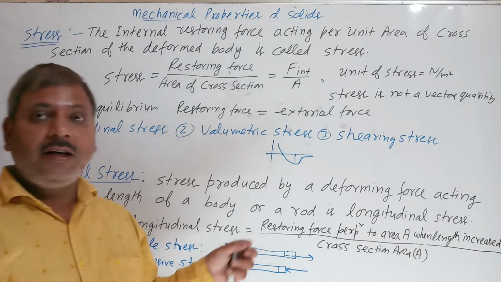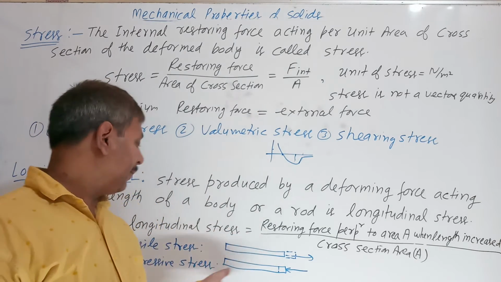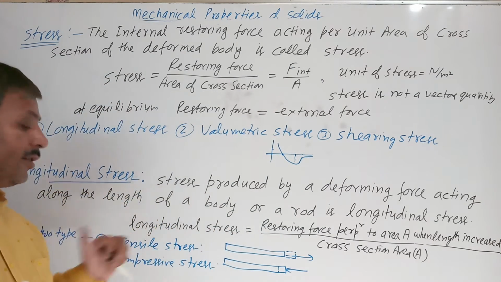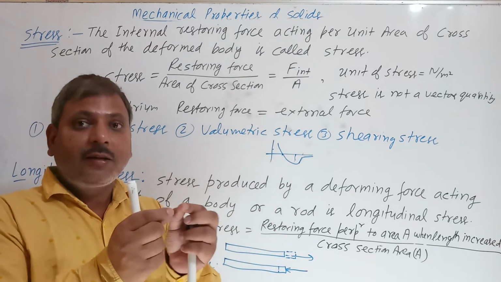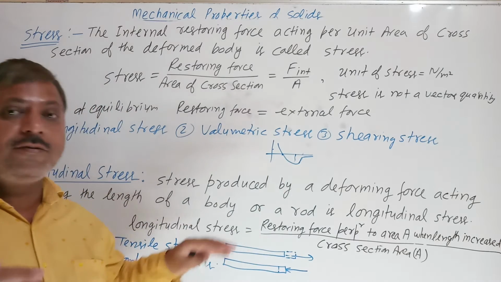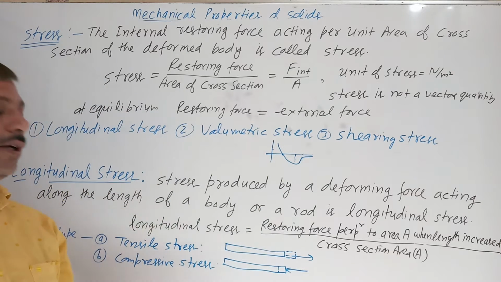In tensile stress, the interatomic attraction force increases, and due to that stress is produced. And in compressive stress, the interatomic distance decreases, so the repulsion force increases, and due to that compressive stress is produced.